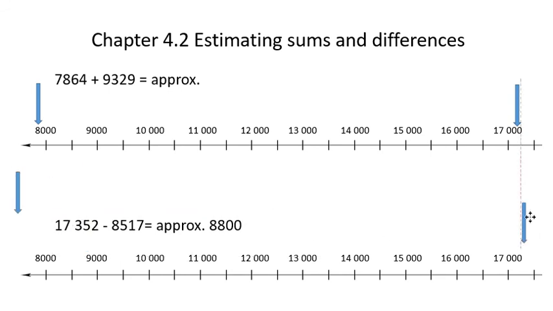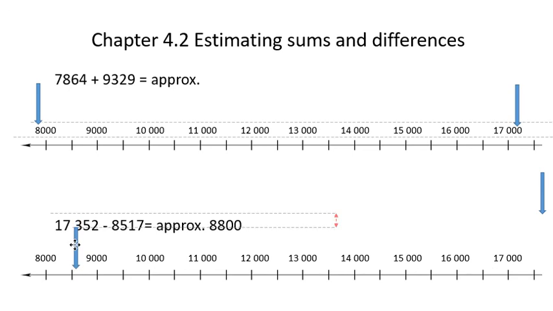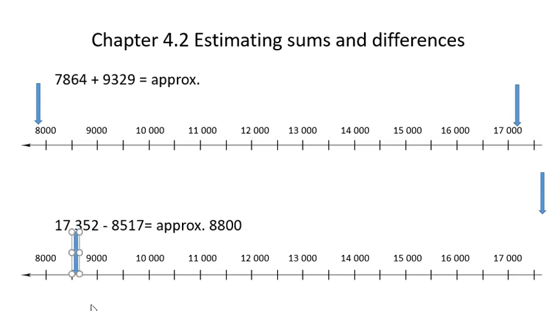I'm going to label these a little bit different this time. Instead of starting from the 17,000 and counting backwards, I'm going to find the difference, which means I'm going to see how far away 8,517 is from 17,352. So I'm going to label where I'm starting. I'm starting to count from 8,517, which is right there. I've labeled this. So this is 8,000, 8,500, 9,000. So our 8,517 is right here.